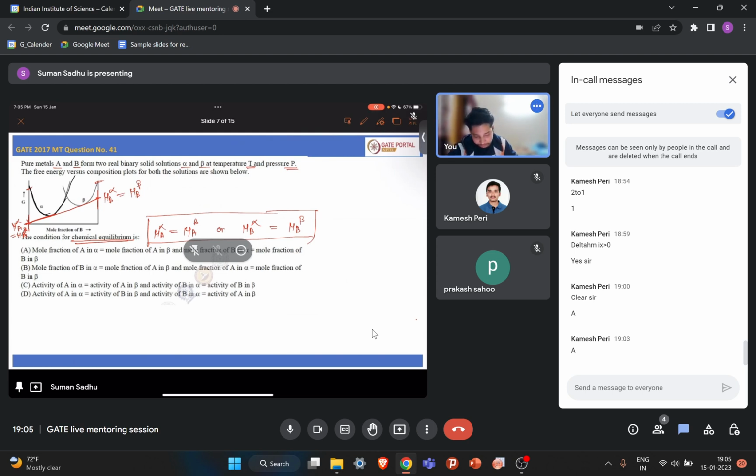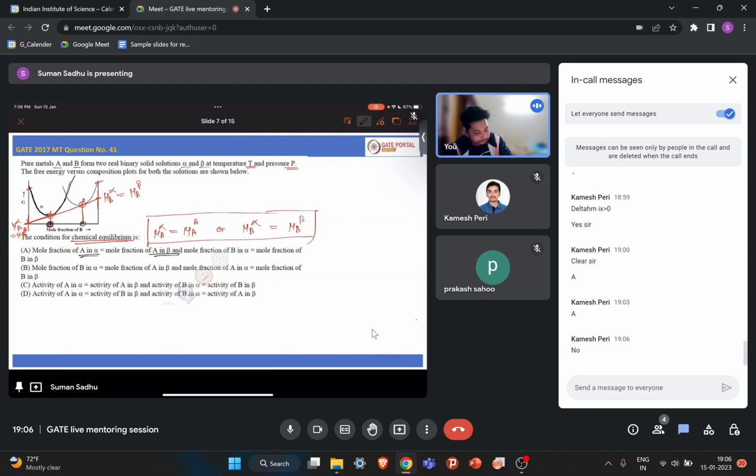So the first option is mole fraction of A in alpha. What is the mole fraction of A in alpha? This is in terms of mole fraction B, so 1 minus this composition is equal to the mole fraction of A in beta. Because this common tangent is touching here, I am considering these two points. Are these two compositions equal? Mole fraction of A in alpha and mole fraction of A in beta, is it equal? No, right? This is a different composition and this is a different composition. So it is not equal, and that means this option is not correct.